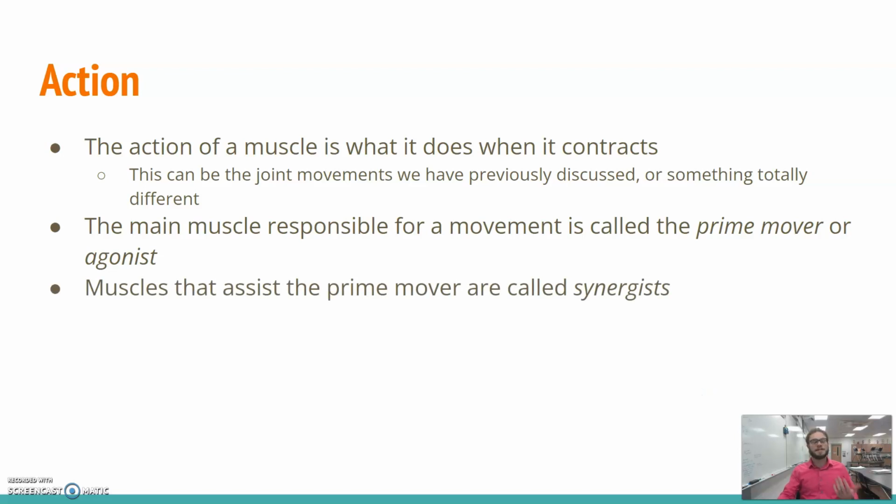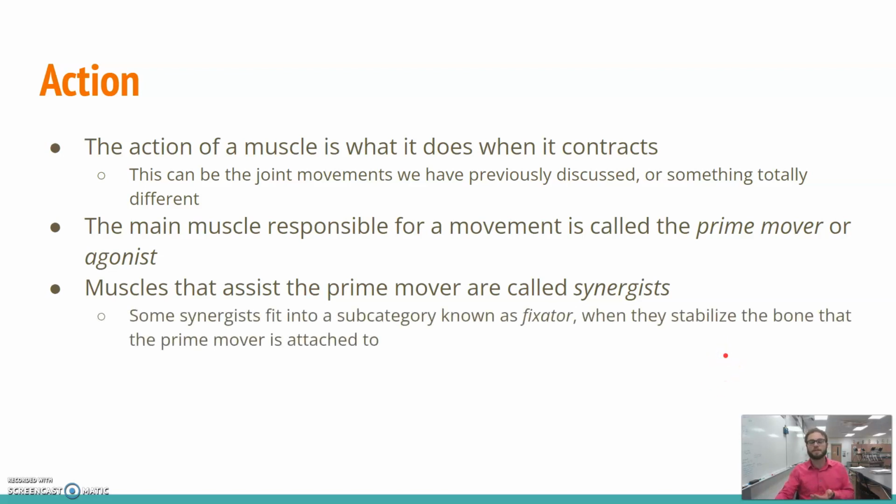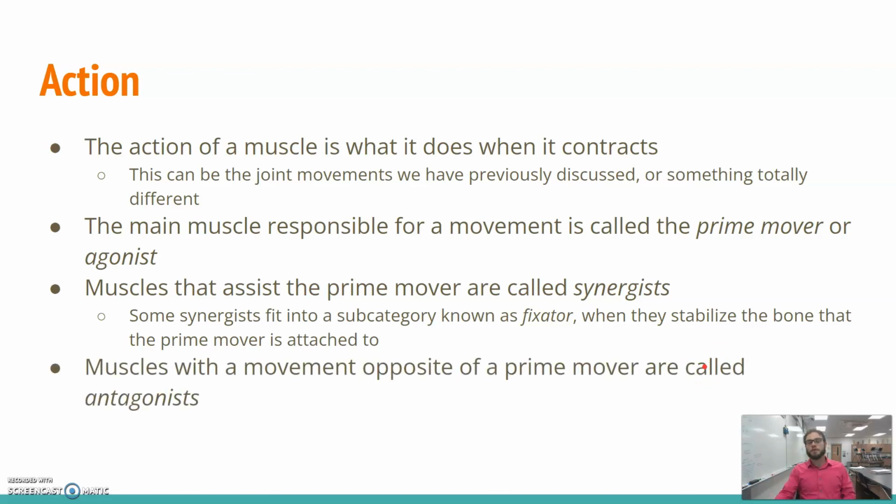Any muscle that is assisting the prime mover is known as the synergist. So when you're taking a look at a muscle, you might note that its action is the prime mover of this, or it is the synergist of this. There is a subcategory of synergists known as the fixator, which is going to be those muscles that are assisting the prime mover by stabilizing one of the bones that the prime mover is attached to. Muscles that move in the opposite contraction or direction, if you will, of a prime mover are going to be called the antagonists, and that's why you can see sometimes those prime movers are also known as the agonists.